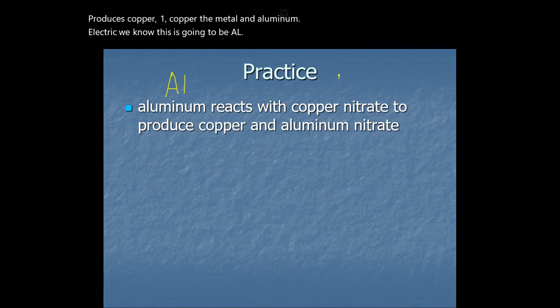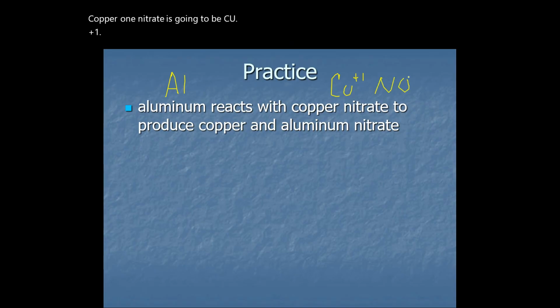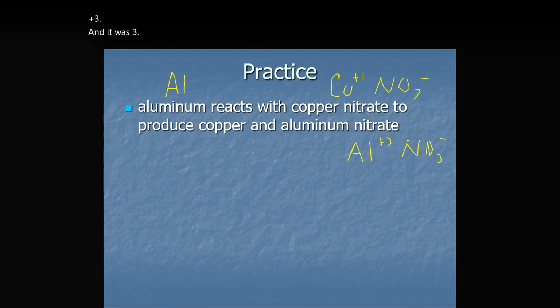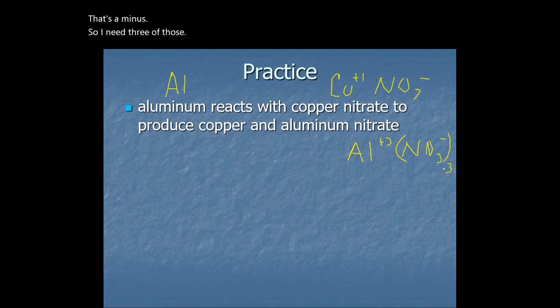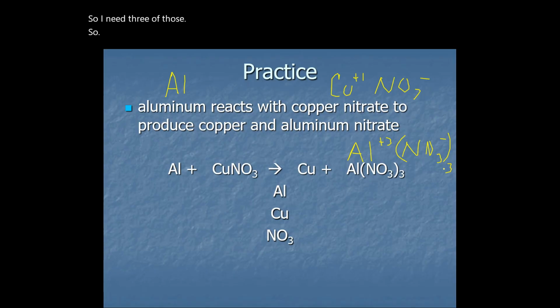Copper 1 nitrate is going to be Cu plus 1, NO3 minus 1, and aluminum nitrate, Al plus 3, nitrate, NO3, that's a minus, so I need 3 of those. So the equation unbalanced would look like that.